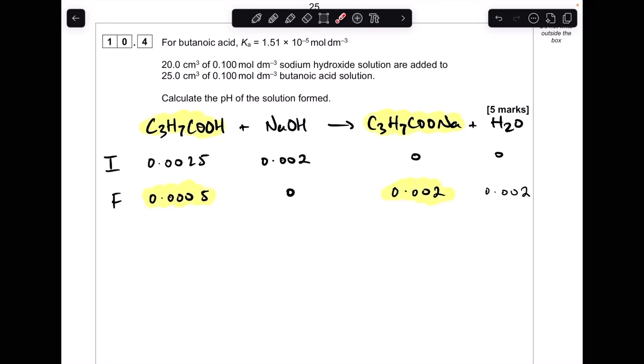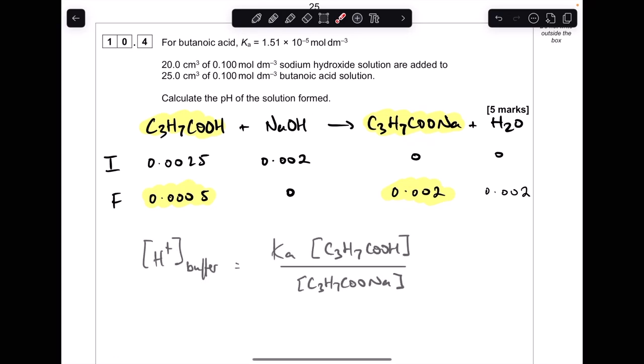So the important thing to realise at this stage is that we have a weak acid and the salt of the weak acid present in the same beaker at the end of the reaction. So we've got a buffer solution. So to calculate the H+ concentration for a buffer, we multiply the Ka by the acid concentration and divide by the salt concentration. So this is the Ka times acid over salt expression, I call it.